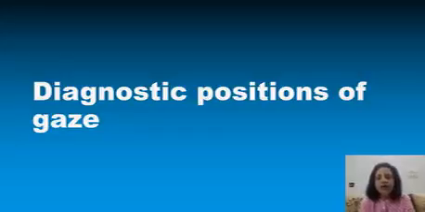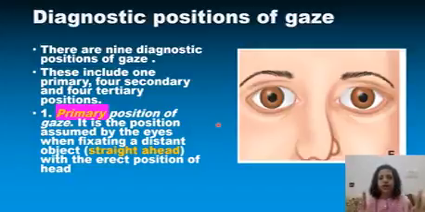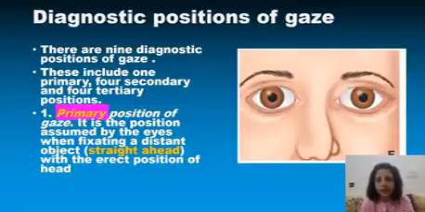Now, the various diagnostic positions of gaze. What is the primary position of gaze? There are 9 diagnostic positions of gaze, out of which 1 is primary, 4 secondary, and 4 tertiary. The primary position of gaze is this position. It is assumed when both the eyes are fixed straight. It is the position assumed by the eyes when fixating a distinct object when the head posture is erect. This is the primary position of gaze.